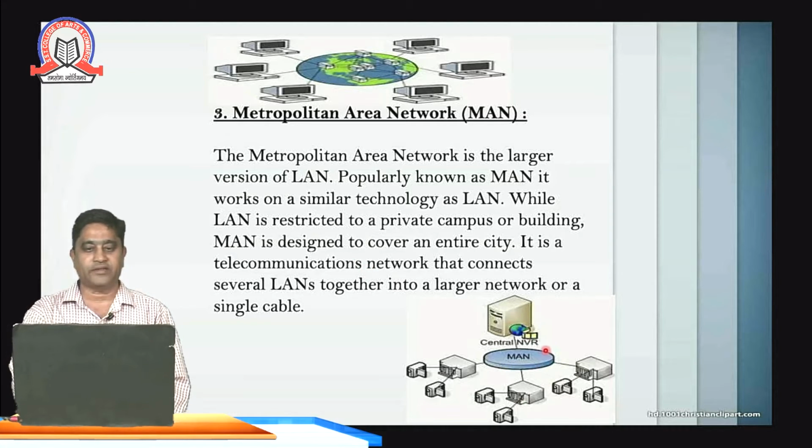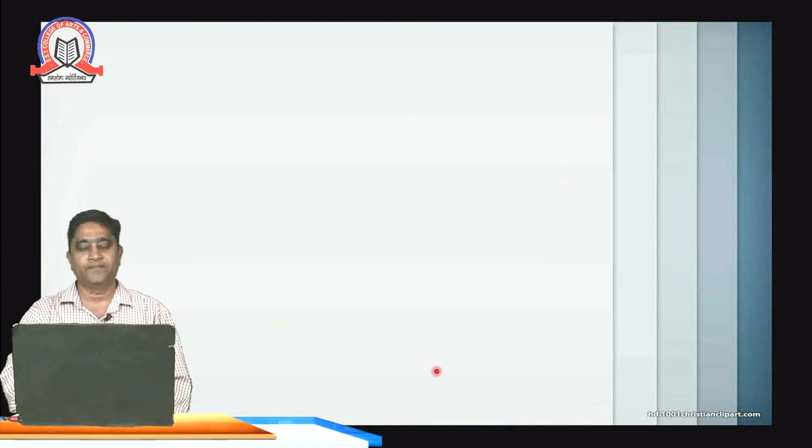So under the MAN, that is called metropolitan area network, it is connected to different premises, which are also connected to the main server, that is called the main device, that is called MAN. So in MAN, metropolitan area network, it will cover the entire city, whereas LAN covers only the limited area of that campus or building or the plant.